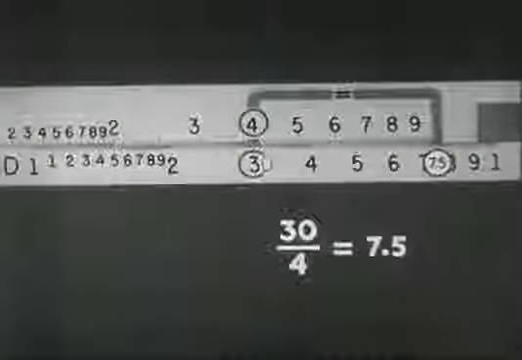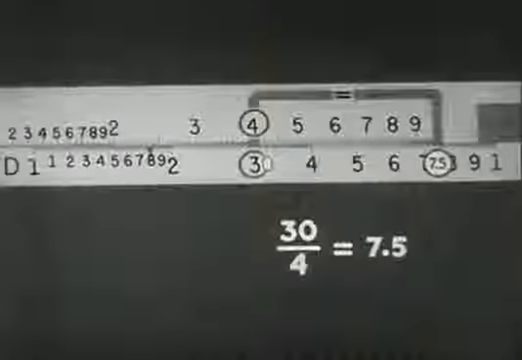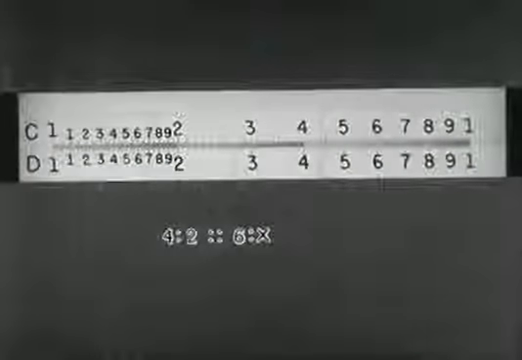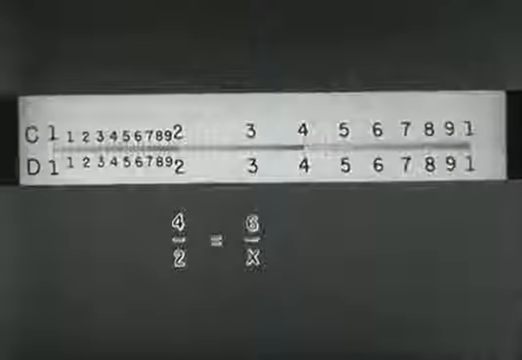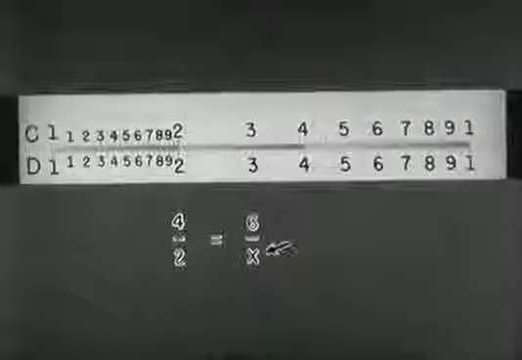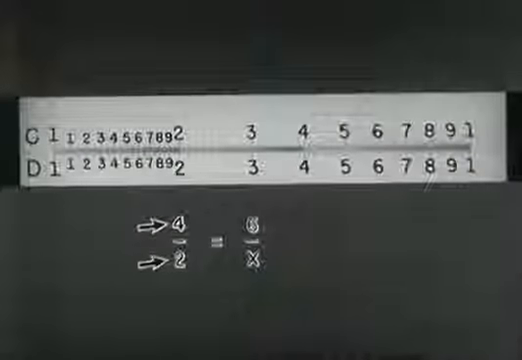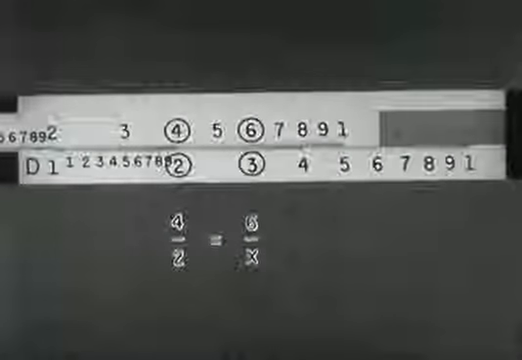When skill has been acquired in multiplication and division, problems in proportion may also be solved with the C and D scales. Let us take the simple proportion 4 is to 2 as 6 is to x. The proportion may also be stated like this, a form more convenient when using the slide rule. To find x, first set the rule to match the known quantities above and below the line, in this case 4/2. Find 2 on D, and to it slide 4 on C. Find 6 on C. Opposite 6, read x as 3 on D.